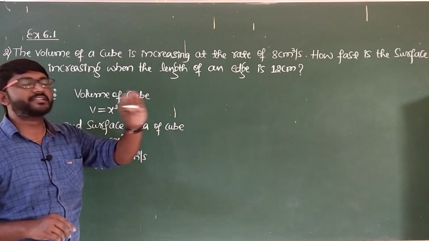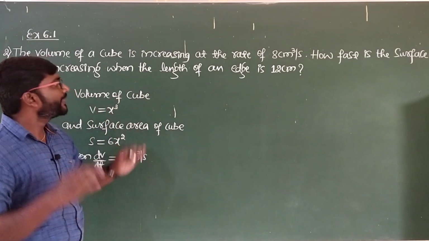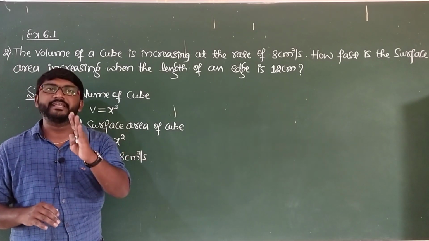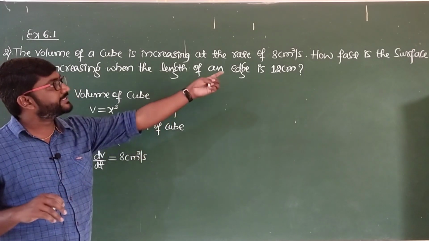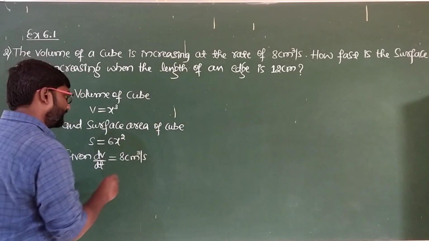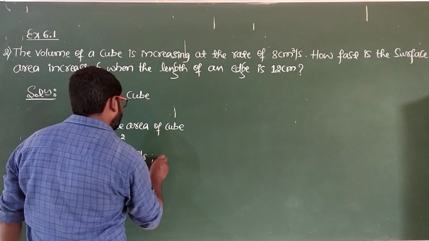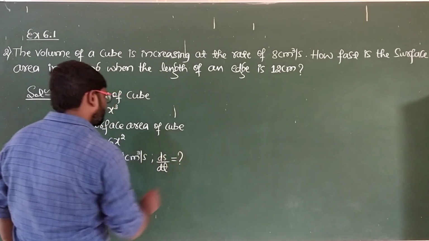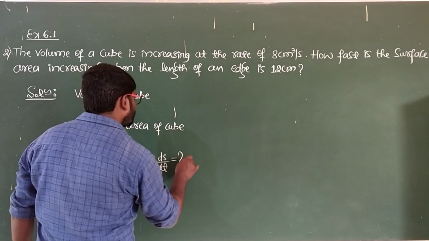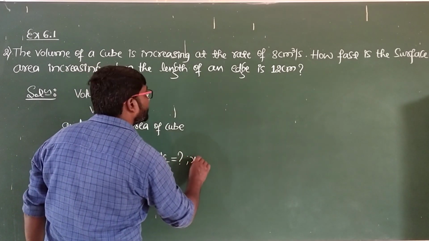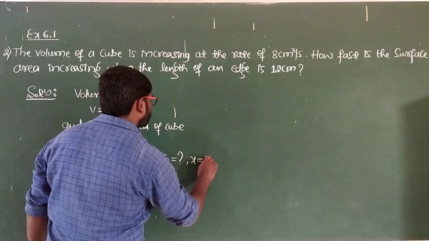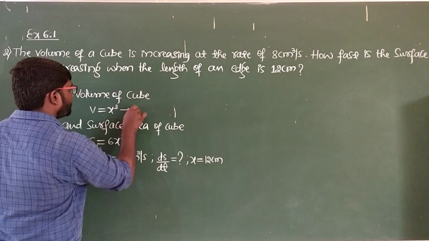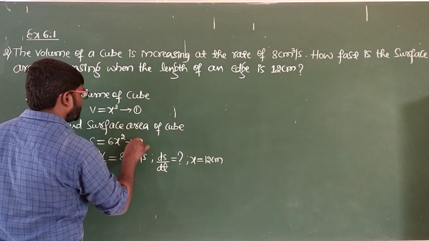And then how fast is the surface area increasing when the length of an edge is 12 centimeter? That means here we have to find dS by dt when x equals 12 centimeter. So here we have to find dS by dt. Then he has also given x equals 12 centimeter. So now I call this as equation number 1 and this as equation number 2.